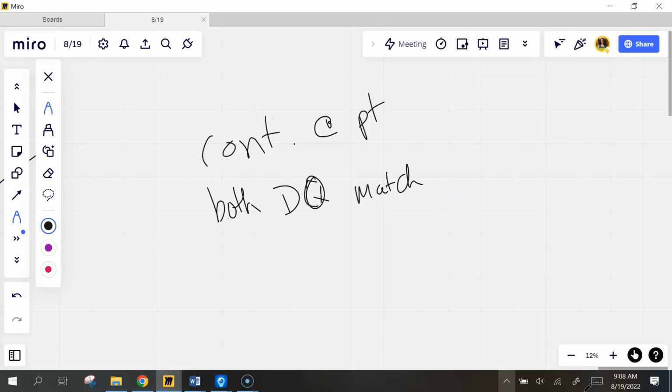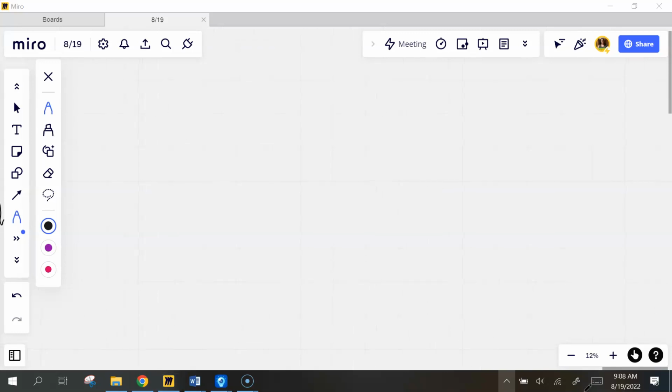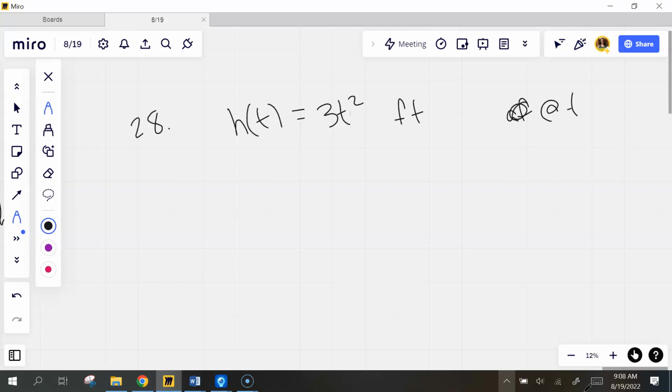Differential, I mean difference questions, not differential. This is number 28. After t seconds, at t seconds after liftoff, the height of a rocket is 3t squared feet. So you've got your units.